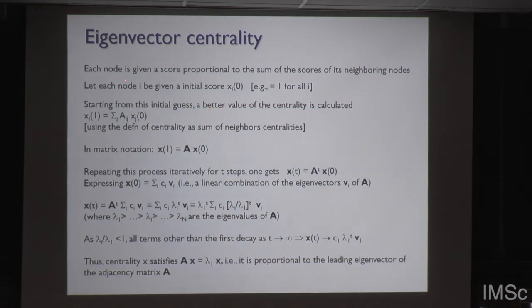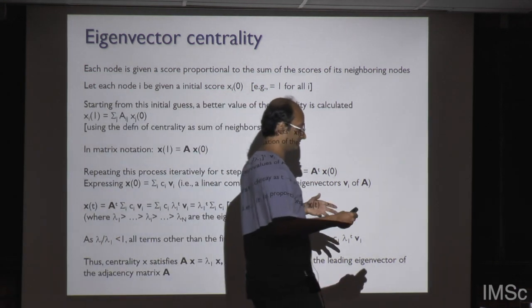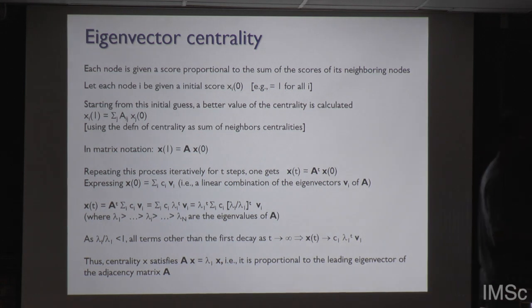So consider it as follows: each node when you start is given an importance score which is proportional to the sum of the importance scores of its neighboring nodes. Okay, so this is directly translating the phrase that I mentioned before, that your importance is based upon how many other important nodes you are connected to. It's not how many you know, it's who you know.